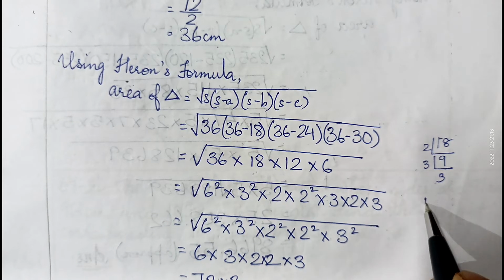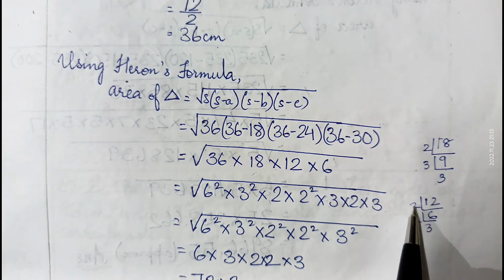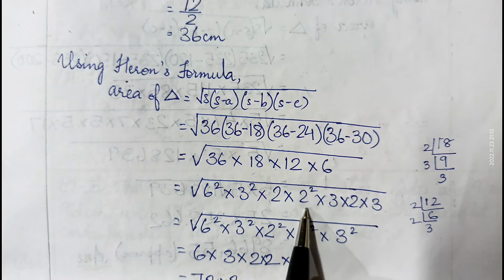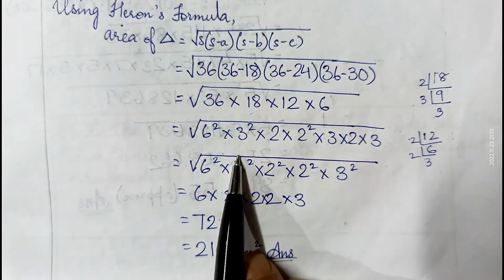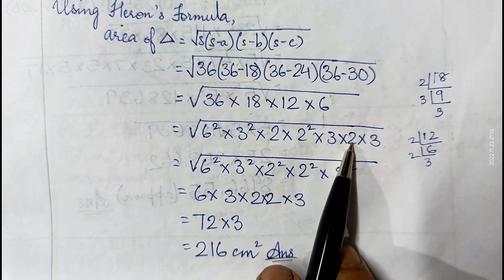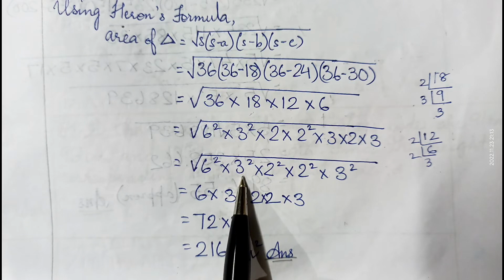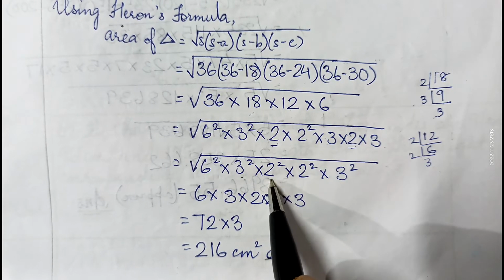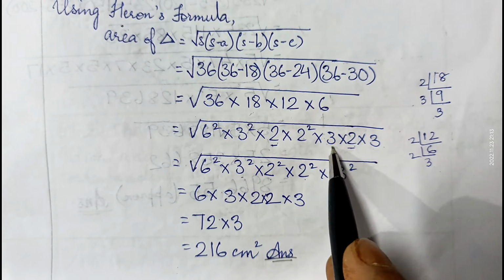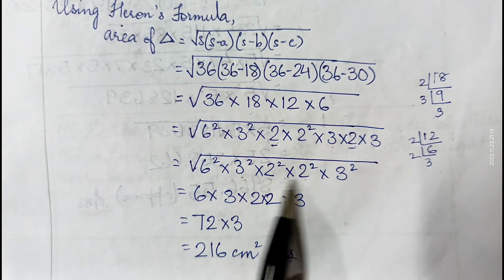Similarly for 12, if we prime factorize, with 2 it will be 6, with 2 it will be 3. So instead of 12 we can write 2 square into 3. And this 6 can be written as 2 into 3. Now we will try to express this in the form of squares. So 6 square will remain as it is. This 3 square also will remain as it is. These 2 and these 2 can be written as 2 square into 2 square. This 3 and this 3 also can be written in the form of square. Always try to write in the form of squares.